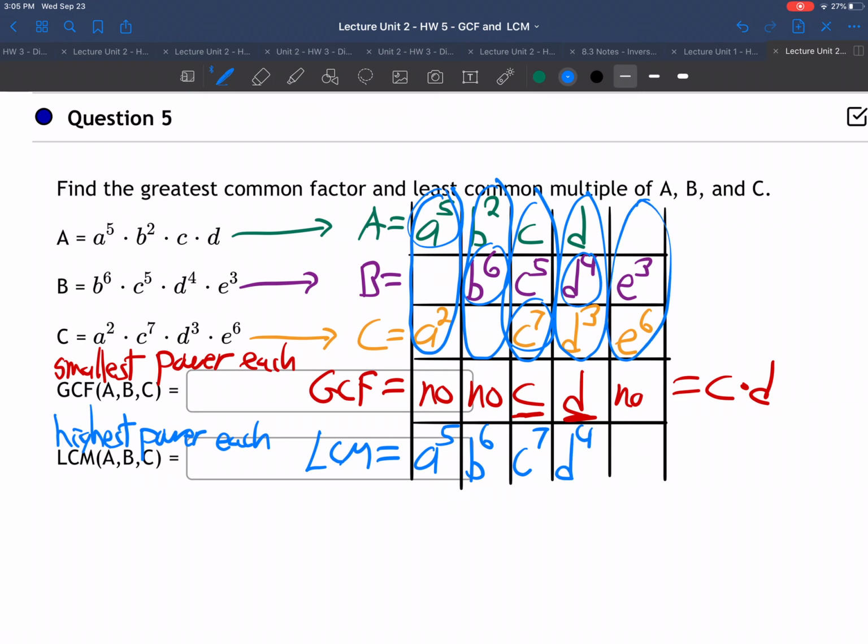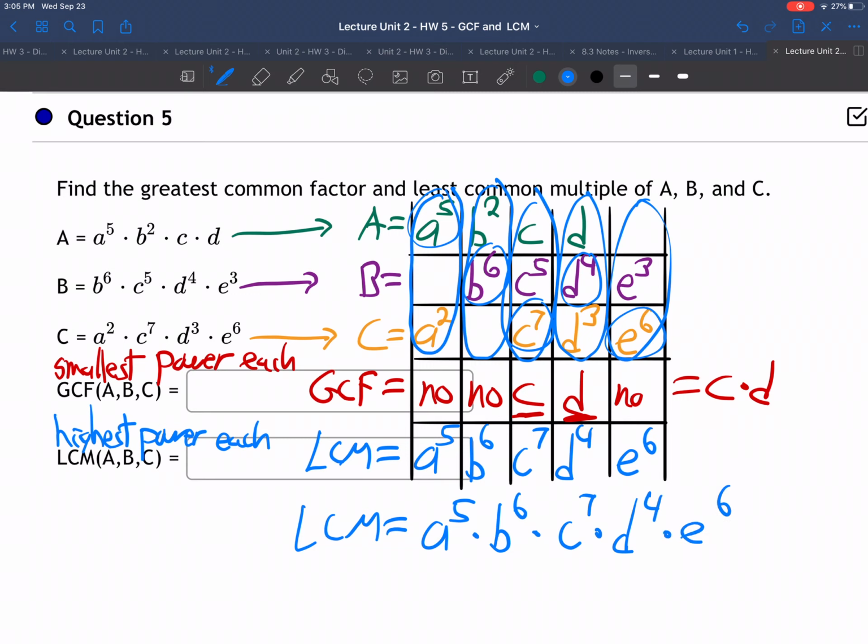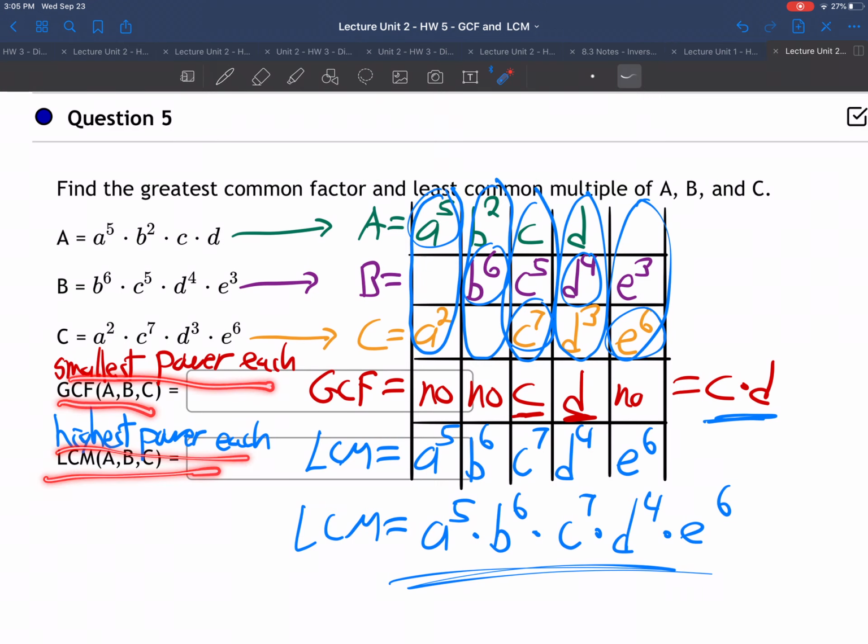When it comes to E's, what is the highest power you see? E to the 6th, right there. So the LCM is A to the 5th times B to the 6th times C to the 7th times D to the 4th times E to the 6th. And the GCF was just C times D. So there we go. That's getting to the fundamental concept of what a GCF is and what an LCM is. For the GCF, you take the smallest power for each. For the LCM, you take the highest power for each.